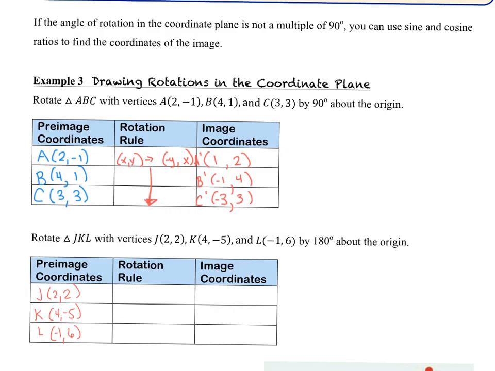So to rotate 180 degrees about the origin, we need to use the rule (x, y) becomes opposite sign for both of them, (-x, -y). So I'm going to apply that to all of these coordinates right now. So J prime would become (-2, -2). K prime, we'll do the opposite of (4, -5), so that's (-4, 5). And L prime is (1, -6).